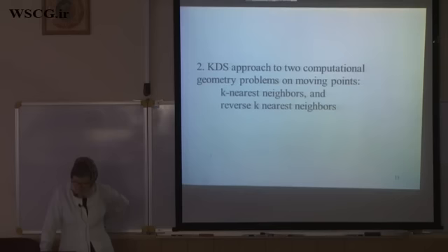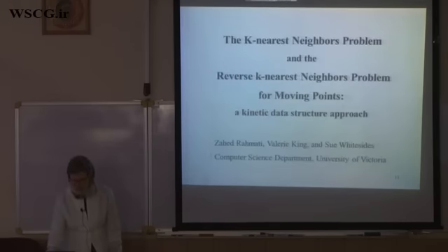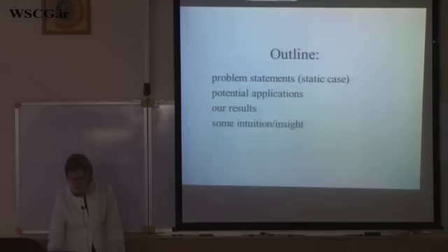This is work led by Zahed, and I think there are some very nice, elegant ideas here that we can understand today. These are slides taken from a paper called K-nearest neighbors and reverse K-nearest neighbors of moving point sets. And Valerie King, my colleague at UVic, was Zahed's other co-supervisor. We're going to state the problem, talk about potential applications, and give some results and insights.